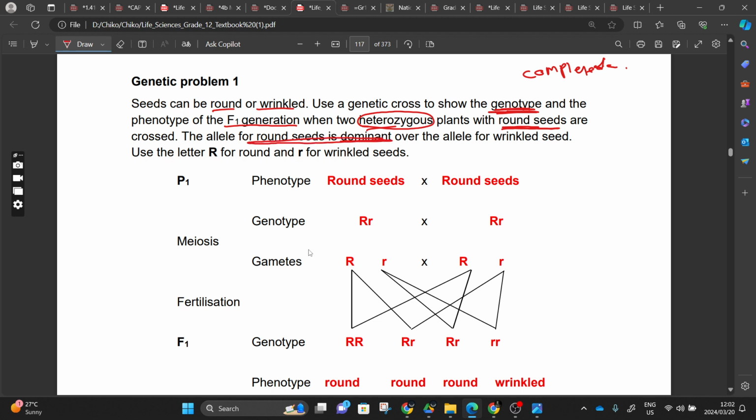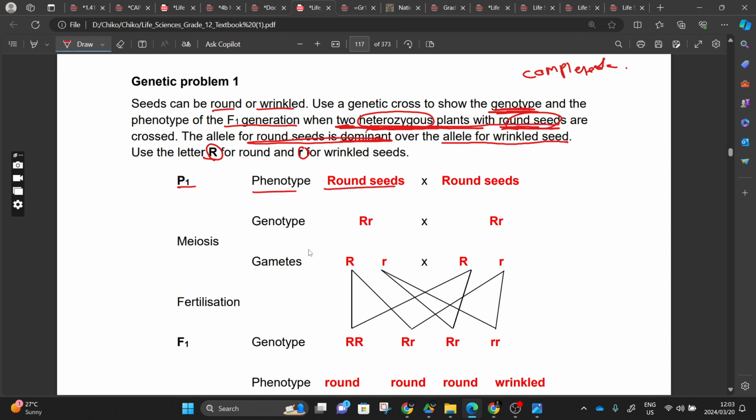Ne? The allele for the round seeds is dominant over the allele of a wrinkled seed. Use the letter R, the capital letter and the small letter r. Ne? So here we come. We say P1 phenotype. They said round seeds. Where do we get the information? F1 generation when 2 heterozygous plants, 2. This means we have 2 heterozygous plants with round seeds.